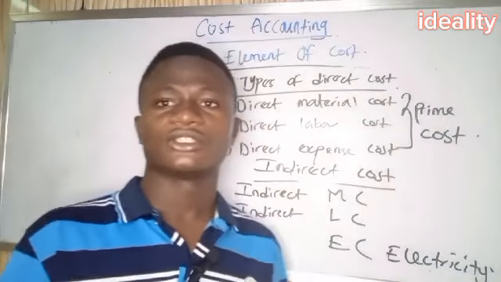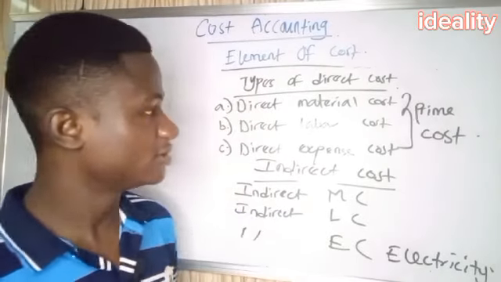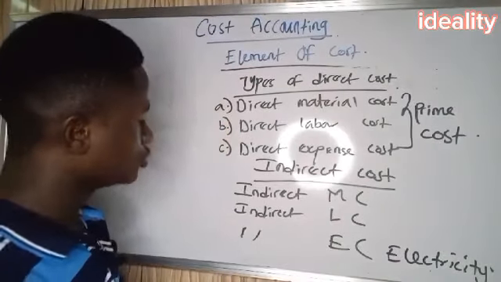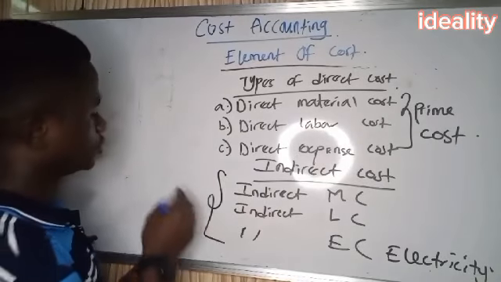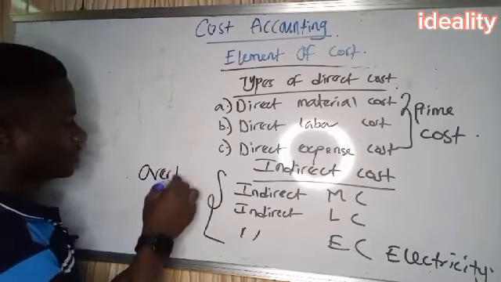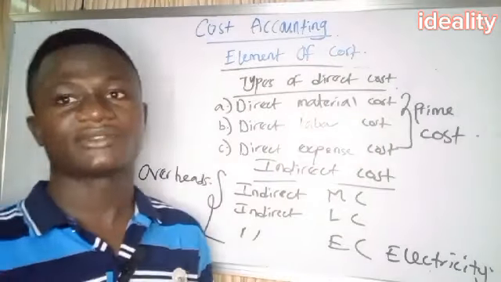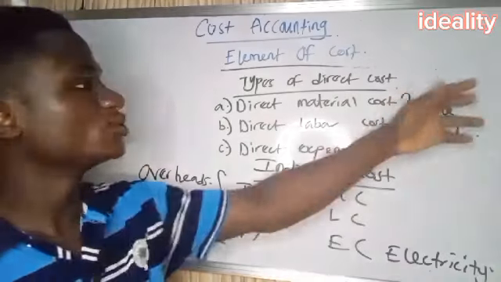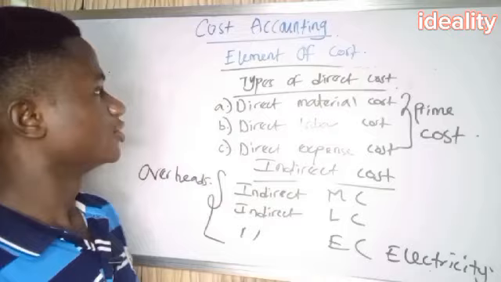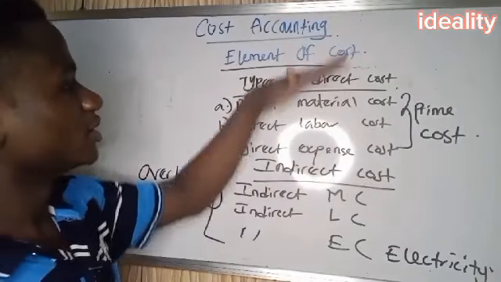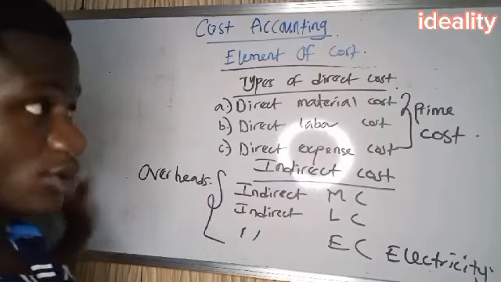Another thing I did not make mention of is that when you add all the indirect costs together, you call it overheads. If you are familiar with manufacturing accounts, you will know these terms: prime cost, and overhead, which we call factory overhead. The addition of all the direct costs, we call prime costs. The addition of all the indirect costs, we call overhead.